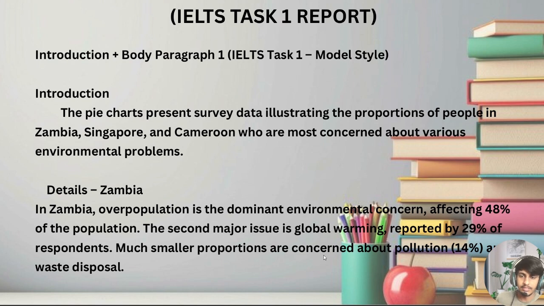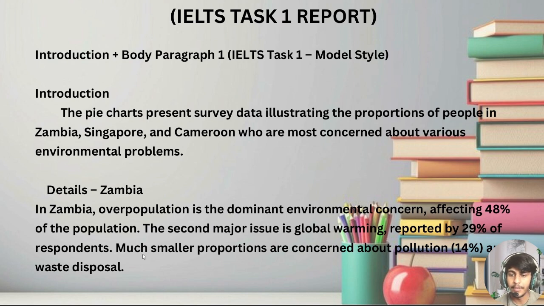Now the second major issue is global warming, reported by 29% of respondents. Here, second major issue shows comparison, and reported by avoids repetition of percentage. We do not use the same word again and again, so you have to avoid writing one word repeatedly.